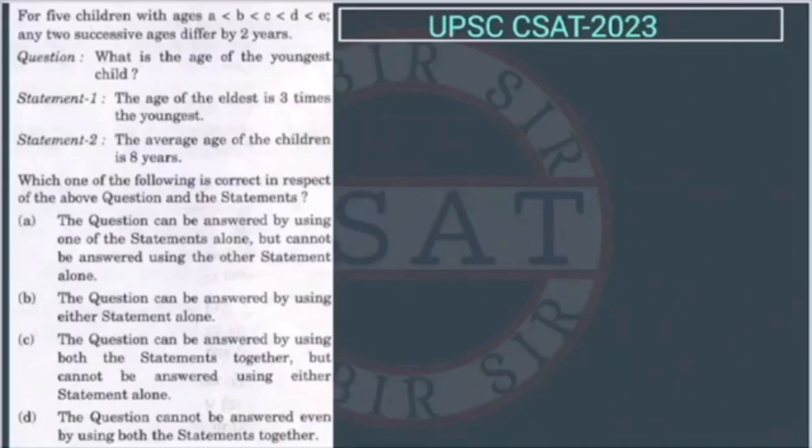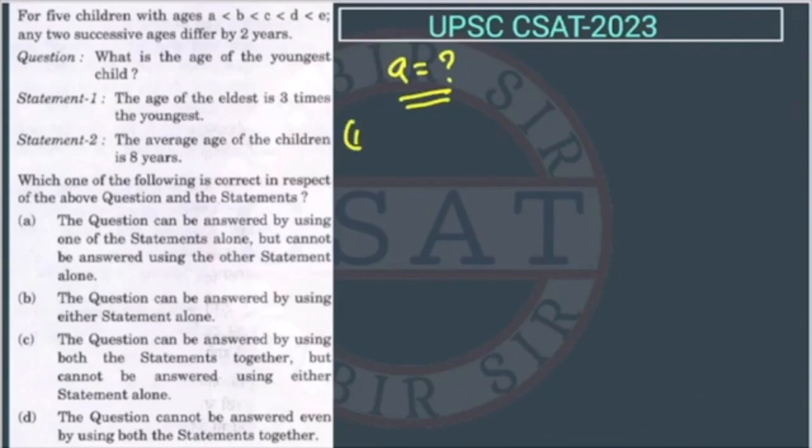So this is the easy question. For 5 children with ages, they have given A is less than B, B is less than C, C is less than D, D is less than E. Any two successive ages differ by 2 years. So what is the age of the youngest child? Youngest child is which one? A. Right. So we have to find A.